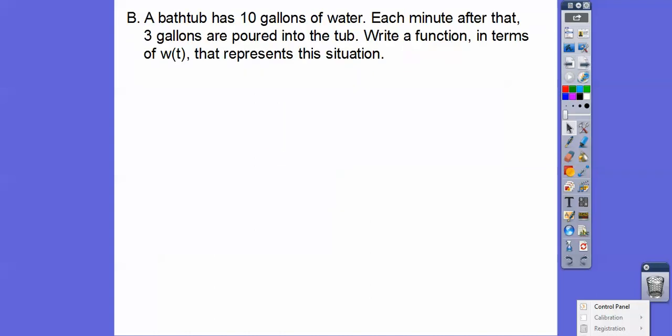Either way. A bathtub has 10 gallons of water, and each minute after that, 3 gallons are poured into the tub. Write a function in terms of W of t, the water with respect to time, that represents this situation. Since it already has 10 gallons in it and it's getting 3 gallons each minute, each minute is our time, so 3t, but we already have 10 gallons, so the function is 3t plus 10.